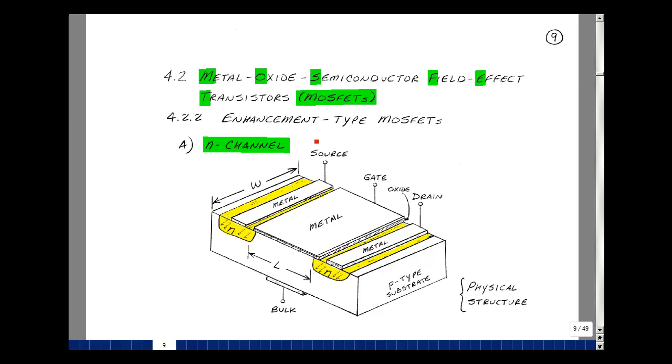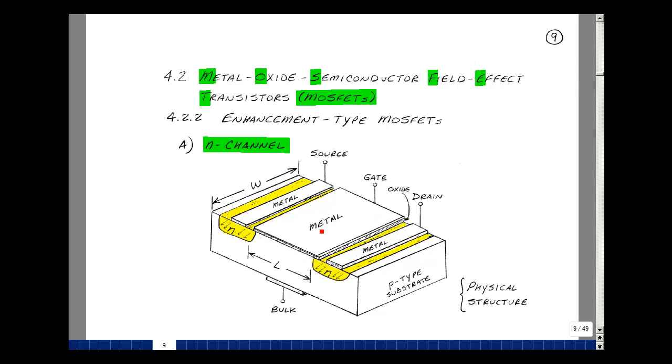What's shown here is the physical structure of an N-channel enhancement type MOSFET. It starts out with a piece of silicon that's doped P-type, and then a section here and a section here is doped N-type. Metal is added over this N section and this N-type section, and they'll become the source and the drain of our transistor. Also, the substrate has a metal attached to it, and that'll be known as what's called the bulk.